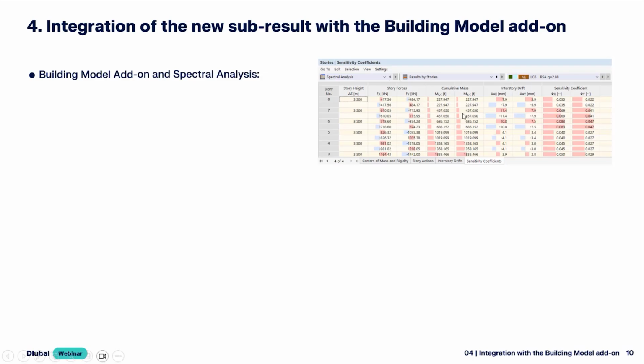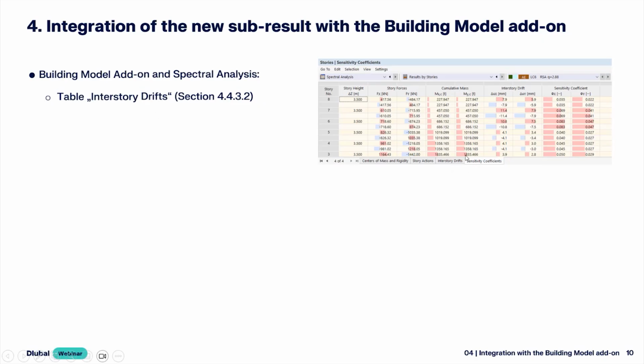So we have this table, and this entry, results by stories, has four other tables, or tabs. The tabs regarding the seismic displacement, the interstory drifts and the sensitivity coefficients are both going to be affected by the selected sub-result. So at the end, we show this table for a particular sub-result, and we are going to take a look at this in the program. But let's review what these two tables do.